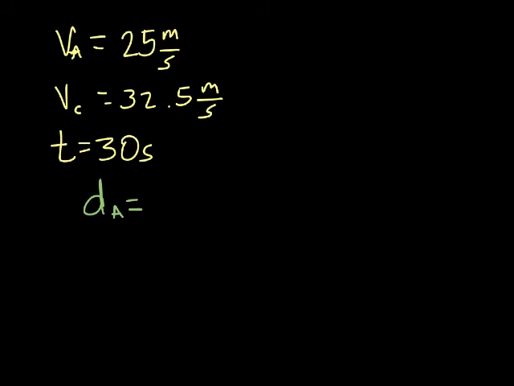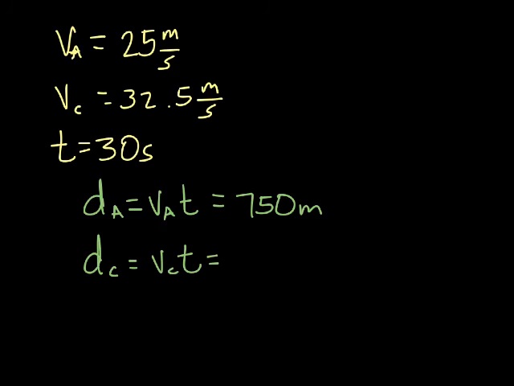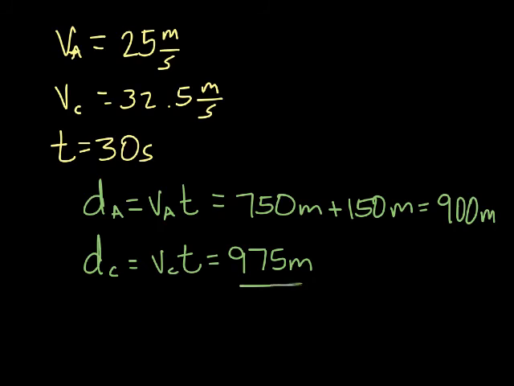So for the antelope, you want to take its speed times those 30 seconds. So you'd have 25 times 30, and he was able to travel 750 meters in those 30 seconds. The cheetah, with his speed for those 30 seconds, is able to travel 975 meters. Okay, so think about the head start. The antelope got that extra head start of 150 meters. What's 750 and 150? Yeah, 900. The cheetah can go more than 900, so it does catch up.